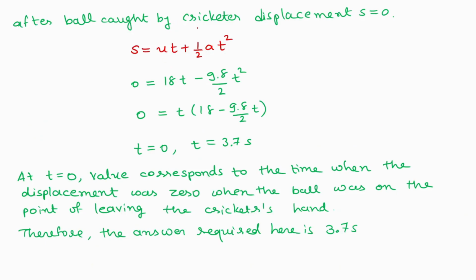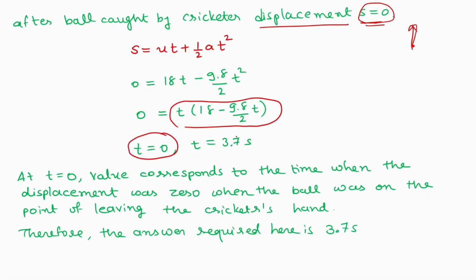After the ball is caught by the cricketer, displacement is 0. This means it goes up like this and comes back along the same path. It covers the same path, so displacement is 0, not distance. So s is equal to ut plus half at square. We need to find t, so put the values here and you get the formula like this. It means either t is 0 or t is equal to 3.7 seconds.